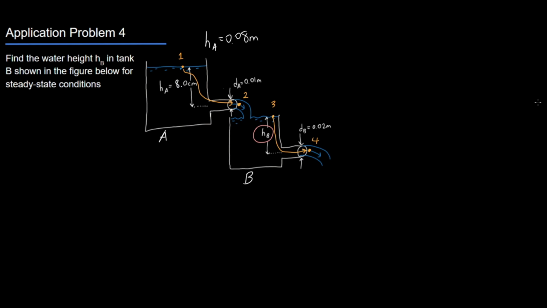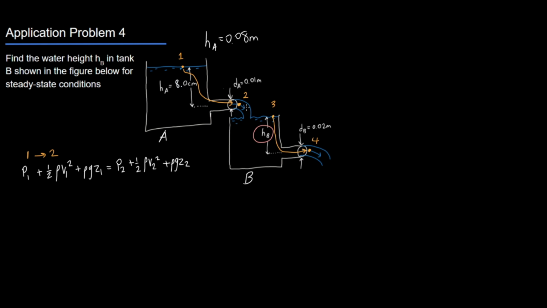So we're going to go from point 1 to point 2 with the Bernoulli equation. So that'll be right here, 1 to 2. And we'll just jump right into it. P1 plus 1/2 rho V1 squared plus rho G Z1 is equal to P2 plus 1/2 rho V2 squared plus rho G Z2.